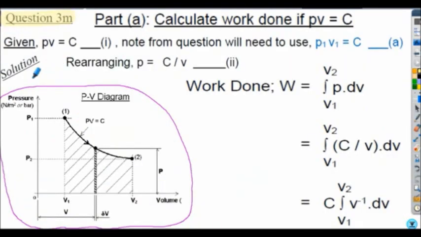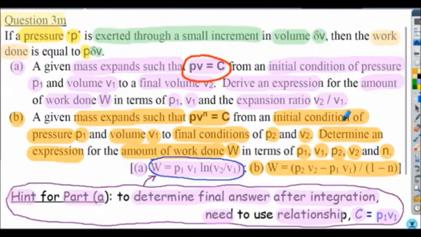Question 3M is the commencement of the solution in part A. So we have to calculate the work done, given the relationship PV is equal to C. Calculating the work done essentially means determining the area underneath this diagram here. Here's our expression PV is equal to C. Limits of our calculation would be V1 to V2. So given PV is equal to C, labelled as equation 1 for reference, and noting from the question that the final solution must be in terms of P1 V1, shown here on the slide.